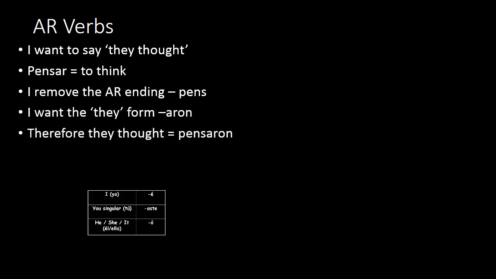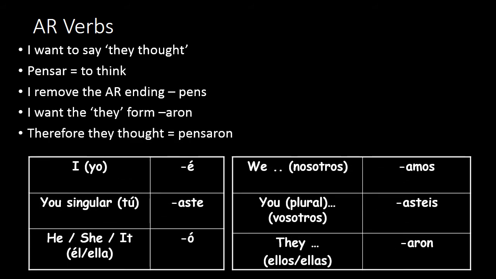So I want to say they thought. I don't want to say to think, so I need to conjugate that verb to make it they thought. Okay, so I take off the AR ending, which leaves me with pens, and I want the they form, which if you look below, is aron. Okay, so if I want to say they thought, it would be pensaron.